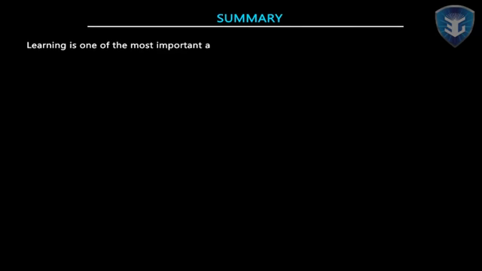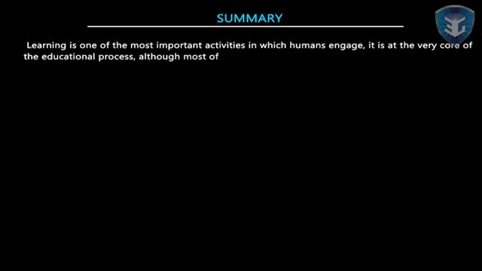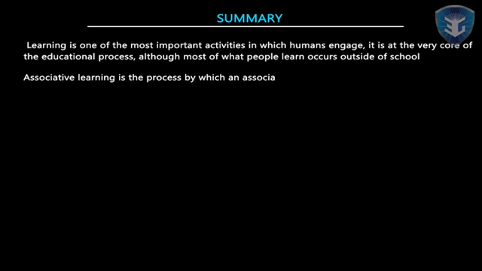Now, in the end, let us summarize what we have learned in this lecture. Learning is one of the most important activities in which humans engage. It is at the very core of the educational process, although most of what people learn occurs outside of school. Associative learning is the process by which an association between two stimuli, or a behavior and a stimulus, is created.